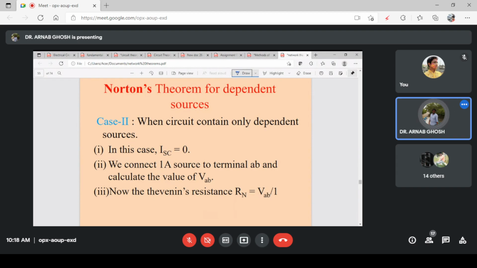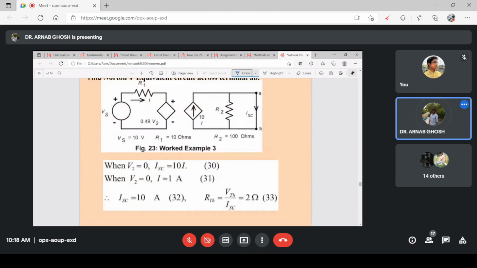Now let's get into a problem, so this will be easier for you. This was the same problem as in the case of your Thevenin's theorem. If you remember, we discussed a Thevenin's problem with dependent sources.